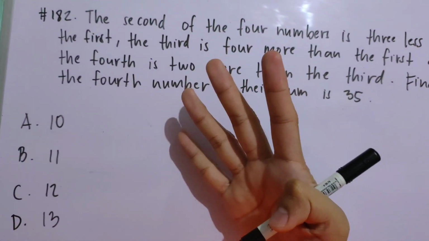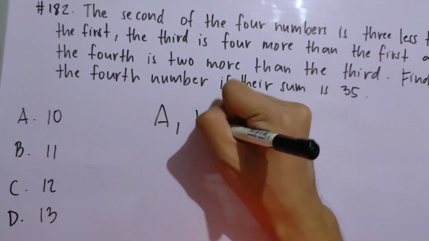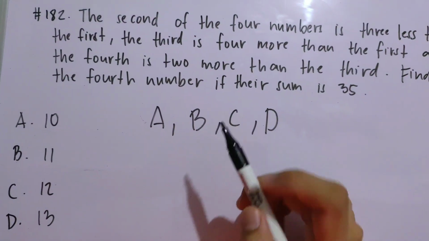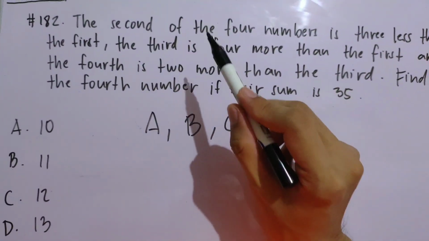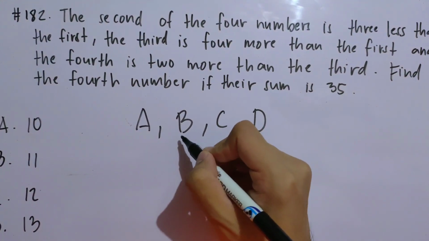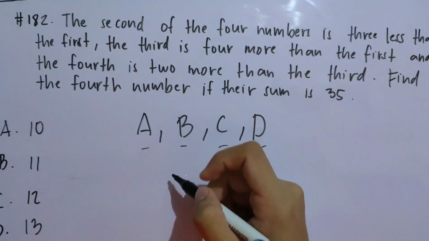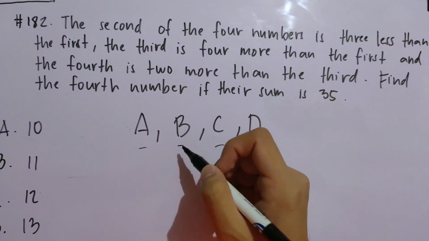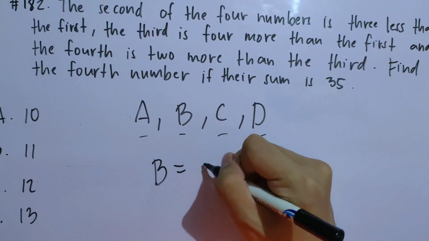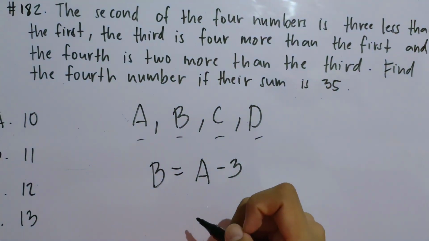So, meron kang apat na unknown numbers. Pangalanan natin sila. Sabihin na natin si A, si B, si C, at si D. Sabi dito, yung second number daw of the 4 numbers is 3 less than the first. Ito yung first, second, third, and fourth. So, yung second daw is 3 less than the first. Ibig sabihin, B is equal to A minus 3, kasi mas maliit yung B ng 3.